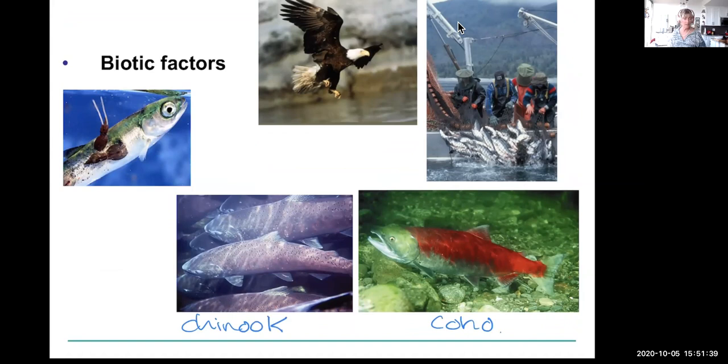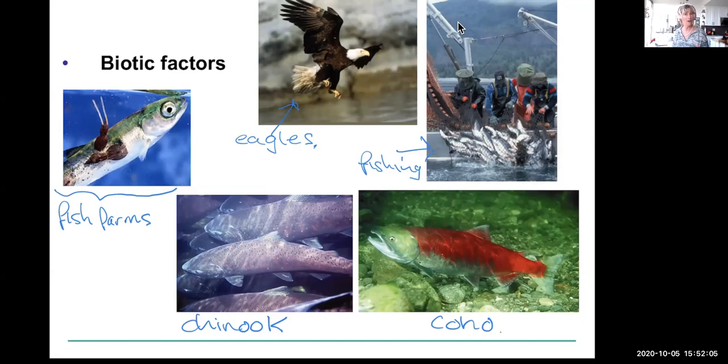And some of the influences are fishing, other kinds of predation, and the human factor of salmon. One element of concern is the fish farms that we have off the coast. And one concern is that the fish in the fish farms are subject to lice. They're called sea lice. And they could potentially infect salmon that migrate past the farms.